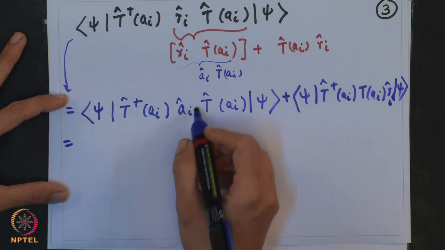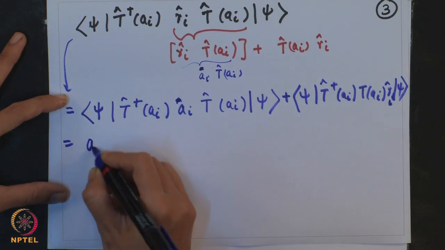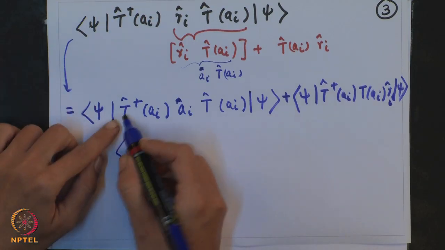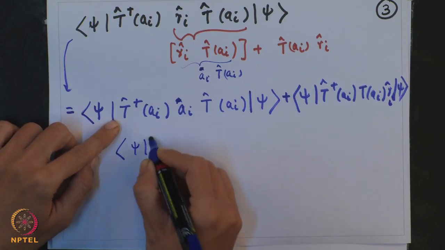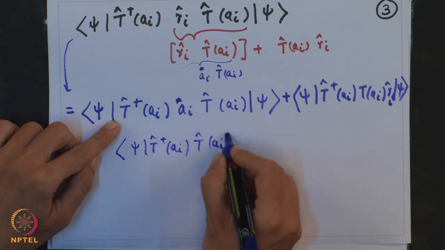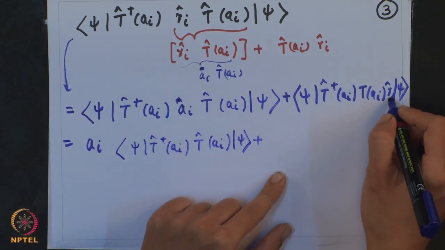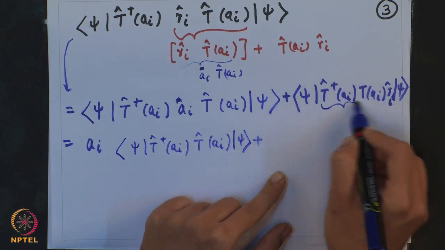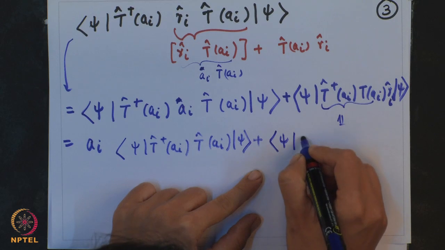A_i is a number, A_i can be taken out, it is a number, not an operator, sorry. So, A_i I can take outside very well, and I have a T dagger T, which will give me just 1. Okay. This is what I have, correct. And when R_i is operated on A, this term will give me 1. So, let me write here.